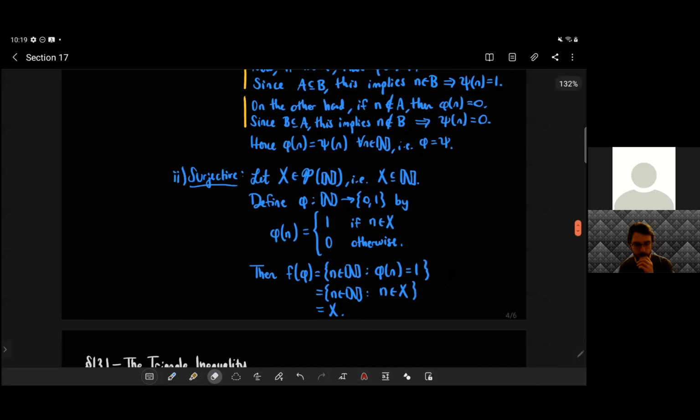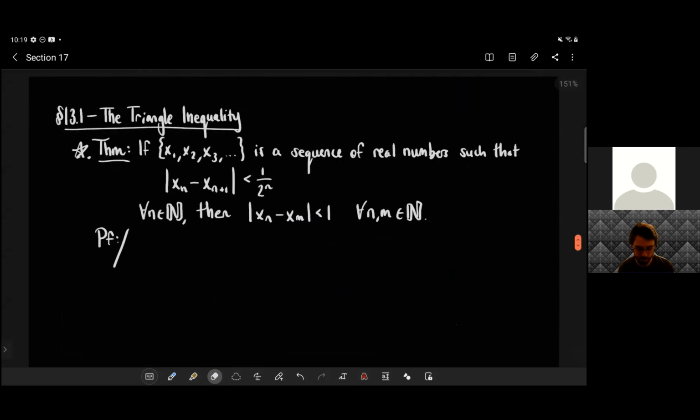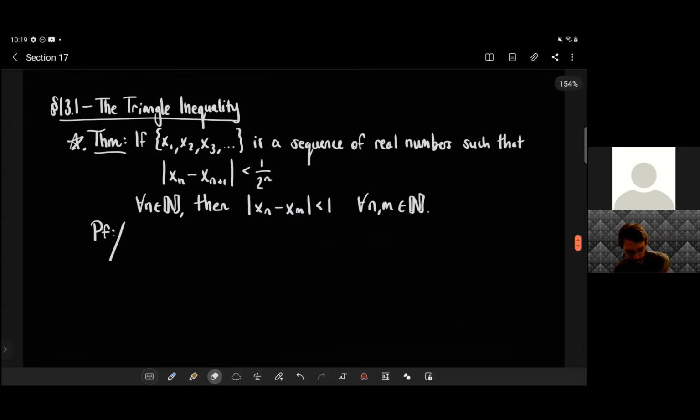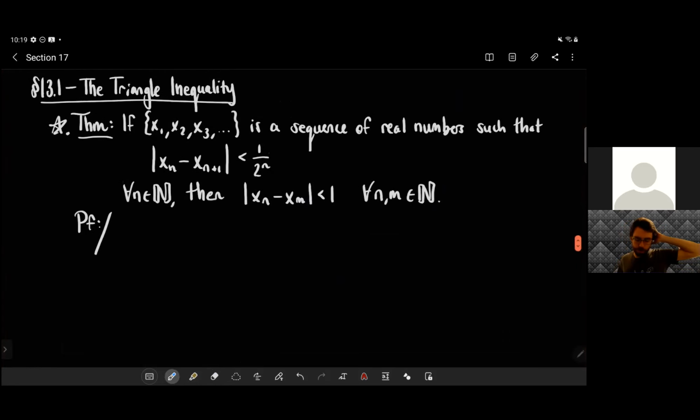All right, so that's my torture done for the day. Let's try some other stuff. All right, here's one from the section on the triangle inequality. I kind of like this one. I used it recently or something similar to it in like qual prep.